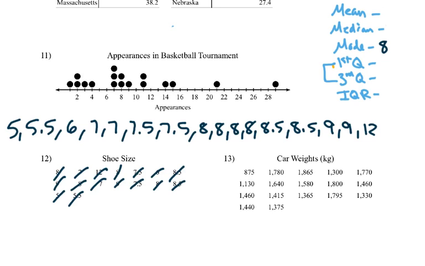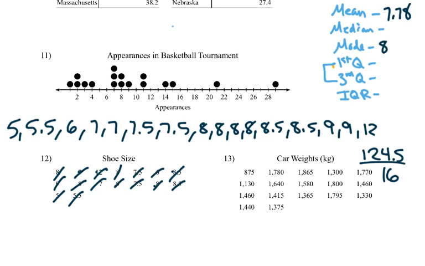Okay, our mean, we're going to add those all up, right? So 5 plus 5.5 plus 6 plus 7 plus 7 plus 7.5 plus 7.5 plus 8 plus 8 plus 8 plus 8 plus 8.5 plus 8.5 plus 9 plus 9 plus 12. And we get 124.5 divided by, looks like 16, right? Yep, divide by 16, and that gives us about 7.78.